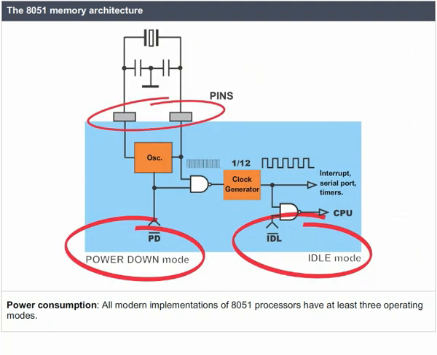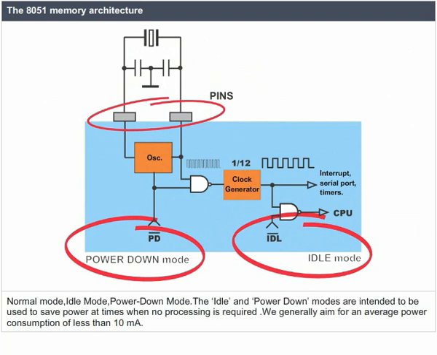Power consumption. All modern implementations of 8051 processors have at least 3 operating modes: normal mode, idle mode, power down mode. The idle and power down modes are intended to be used to save power at times when no processing is required. We generally aim for an average power consumption of less than 10 mA.